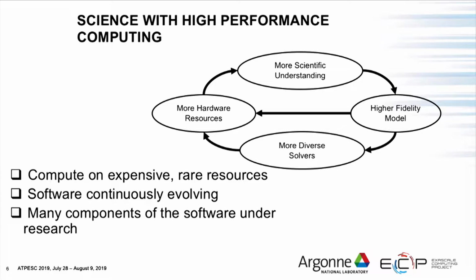When you get more diverse solvers, you need more resources to run it on. When you need more resources to run it on, you go to larger and larger computers, which are getting more heterogeneous by the day. And so we have this perfect scientific feedback loop which just keeps on making our lives harder and harder.